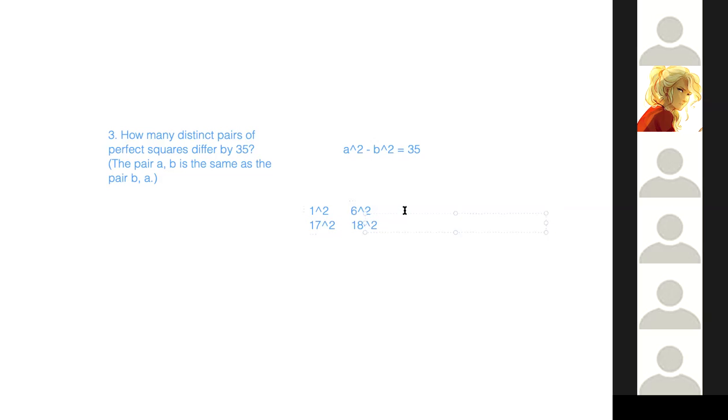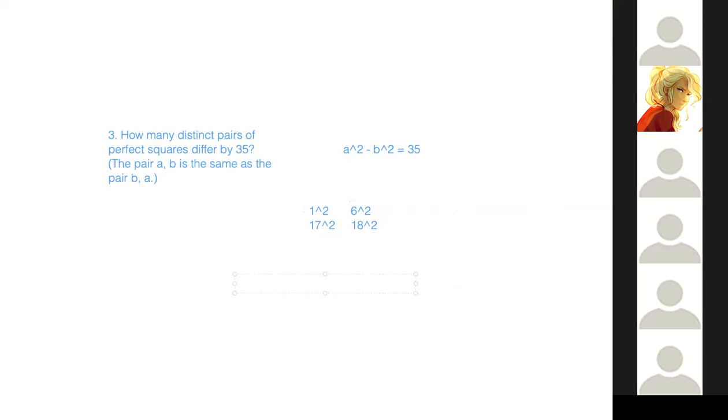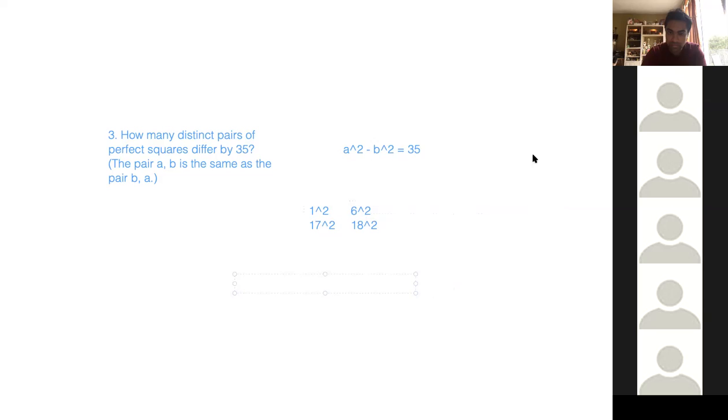Any other ways of doing this? Anyone else? I found 2 prime numbers, so 1 and 6. Mhm. And then I added 35 to 1, and then if it equaled 36. Good. Yeah, I think that's similar to Ishan's.